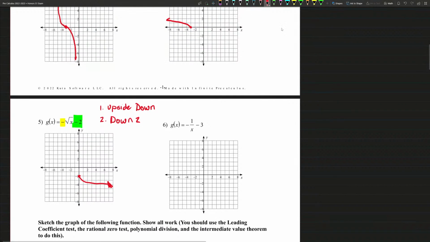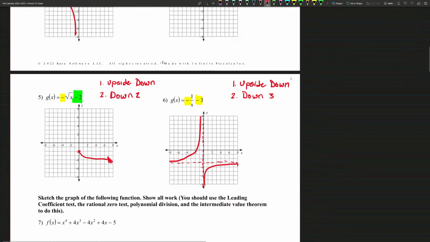Number 6, this negative out front says, again, upside down. The minus 3 says go down 3. And this is a reciprocal function, so it looks a little bit wonky. We have a vertical and a horizontal asymptote. It's upside down, so we're going to be up on the left, and we're going to be down on the right. And then that's our graph. Again, it doesn't have to be exact. I just need to know you know the orientation.